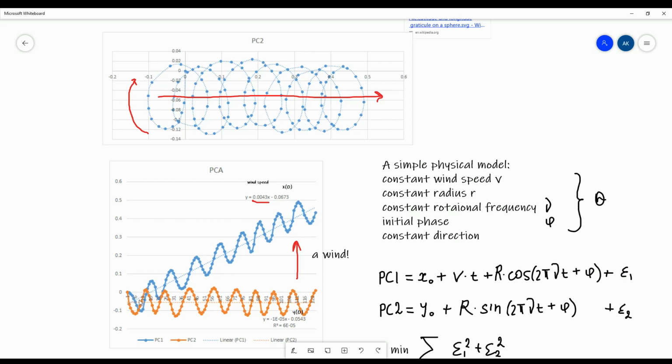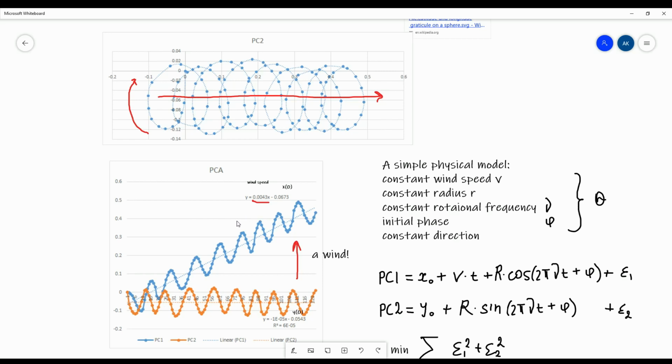So you see the blue line has a slope, and that's wind, right? Because your principal component 1 is not just staying at the place, right? It's moving to the right side. And that's what the slope of the line is, the wind, right? So the slope here is the speed of the wind.